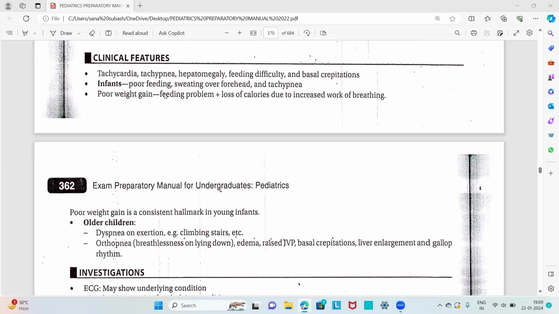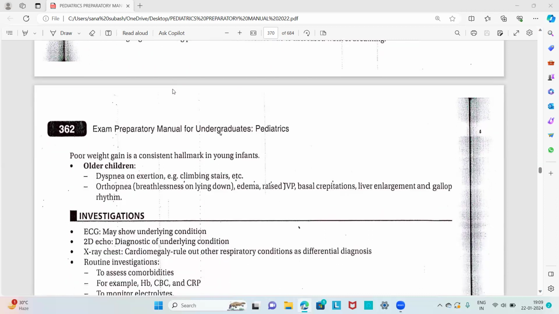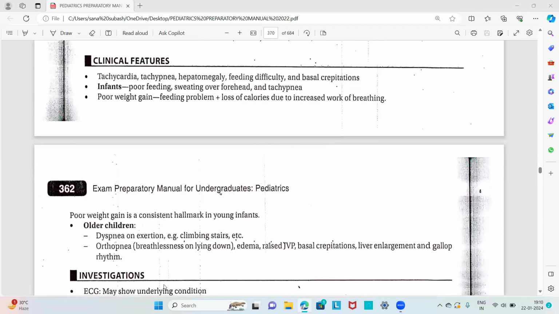Poor weight gain is because of the feeding problem plus loss of calories due to the increased work of breathing. Poor weight gain is a consistent hallmark in young infants. In older children, there will be dyspnea on exertion, for example while climbing stairs, and orthopnea, that is breathlessness in a lying down position. There will also be pedal edema, raised JVP due to right heart failure, basal palpitations, liver enlargement, and gallop rhythm. These are the clinical manifestations in older children.